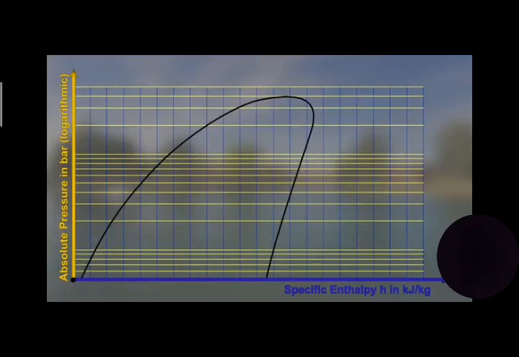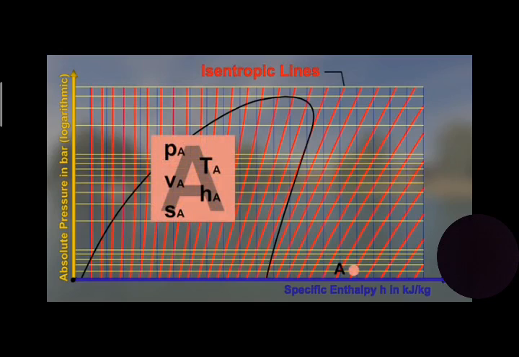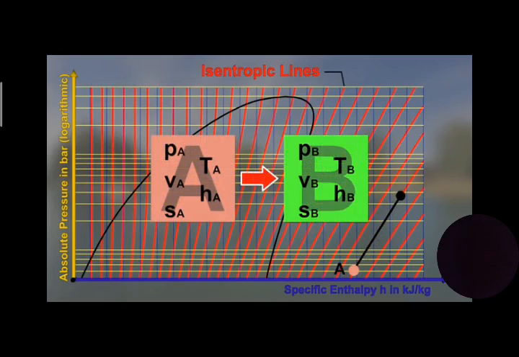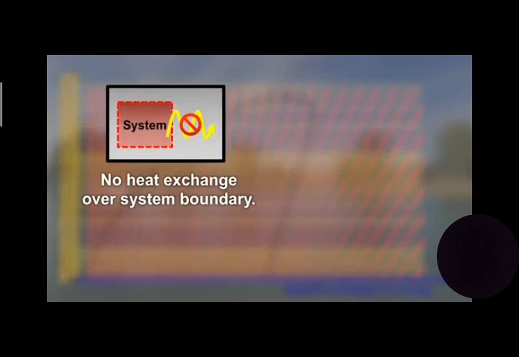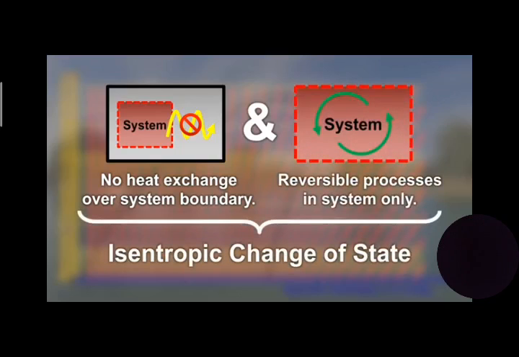In every point in the diagram, the fluid has a certain specific entropy, S. It is a measure for reversibility of processes. If points with the same specific entropy are connected with each other, the isentropic lines become visible. If a state of a fluid changes from state A at constant specific entropy S along an isentropic line to state B, we call it an isentropic change of state. This is the case if no heat is exchanged between system and environment and only reversible processes take place in the system.